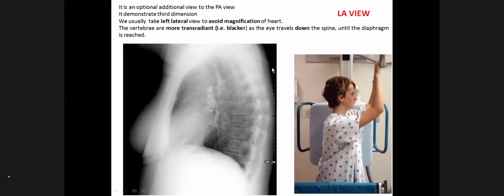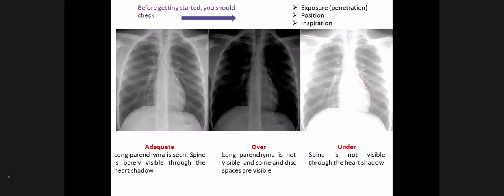This is a lateral view. The modality is again plain X-ray, but the view is lateral. Also, all of these are plain X-rays of the chest. The views are frontal. I'm not going to ask you about adequate, under-exposed or over-exposed films, but you have to know the modality and the view.